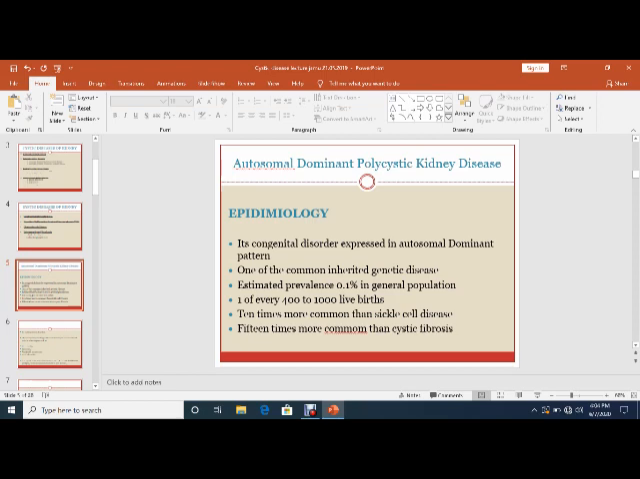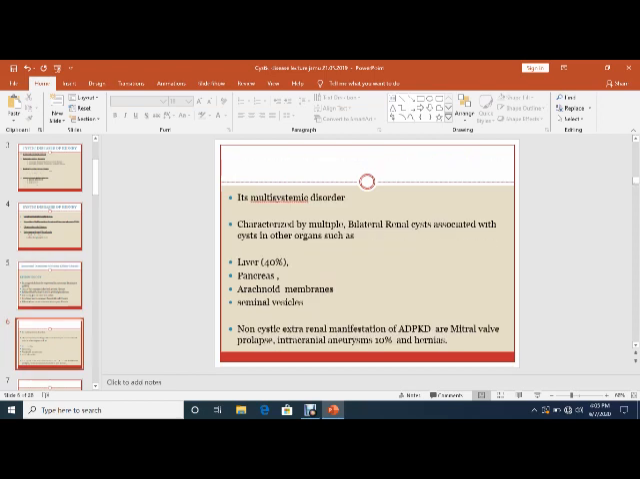This disease is 10 times more common than sickle cell disease, and 15 times more common than cystic fibrosis. This autosomal dominant polycystic kidney disease is a multisystemic disorder, characterized by multiple bilateral renal cysts that are associated with cysts in other organs such as liver. 40% of the cysts can occur as hepatic cyst, pancreatic cyst, arachnoid membrane, or seminal vesicles.